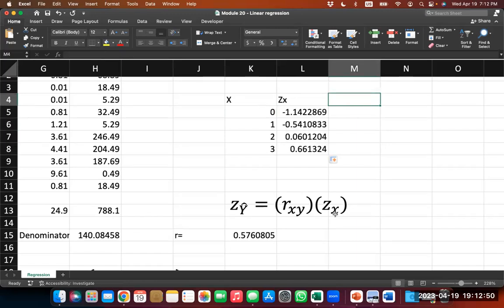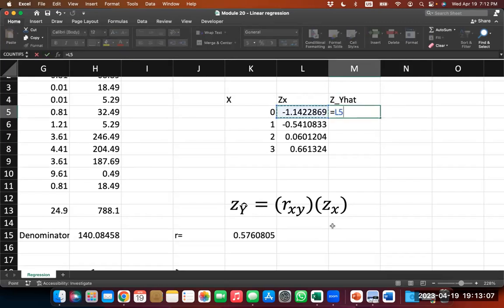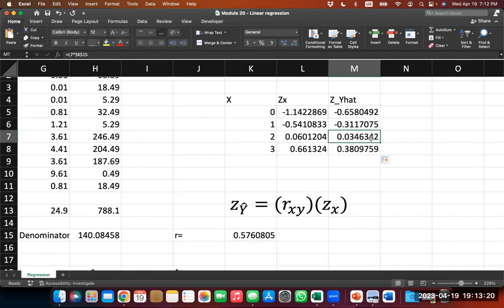So we know now that z y hat equals the correlation coefficient multiplied by our z x values. So now z y hat, we can easily calculate as this multiplied by r. And if we log this in, we can just put this all the way down. So this is our standardized y hat. This is literally our prediction across all the x values of interest, but standardized.